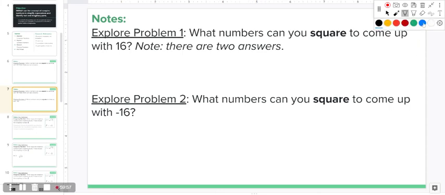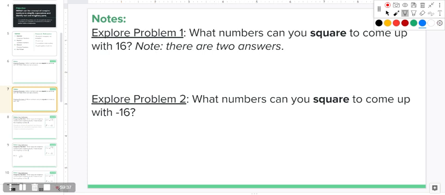Today we're dealing with concepts called complex numbers. And to build up to this concept, I want to start with a couple of explore problems first. So this first explore problem, what numbers can you square to come up with 16? When we square, we say, what number times itself will give me 16?